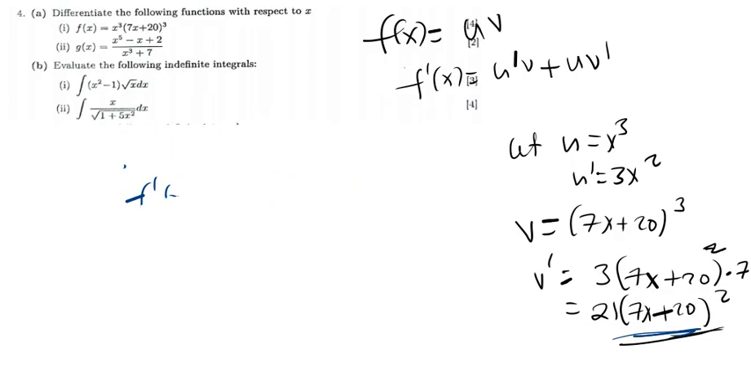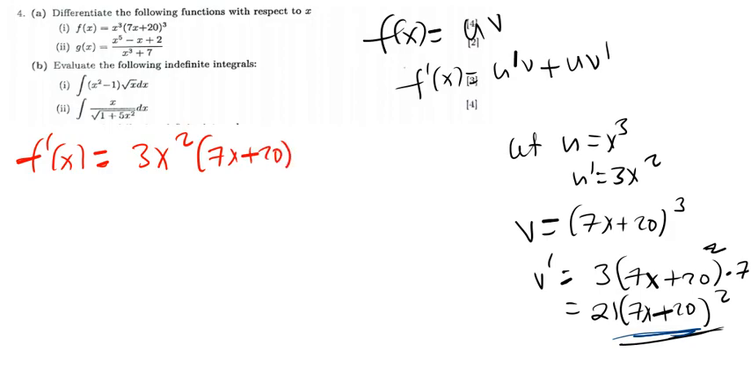Now let us go ahead and plug in the values. We are saying that f prime, we have got u prime. So what is my u prime? My u prime is 3x to the power 2. What is my v? My v is 7x plus 20 raised to the power 3, plus, what is my u? My u is x to the power 3. What is my v prime? My v prime is 21 open brackets 7x plus 20 raised to the power 2.